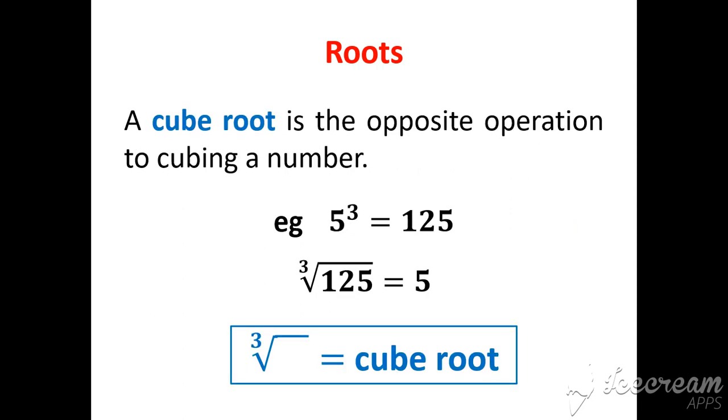Right, cube root is the opposite operation to cubing a number. For example, 5 cubed is 125. 5 times 5 times 5 is 125. When I take the cube root of 125, which is like a square root with a little 3 out the front, that gives me 5, because 5 times 5 times 5 is 125.